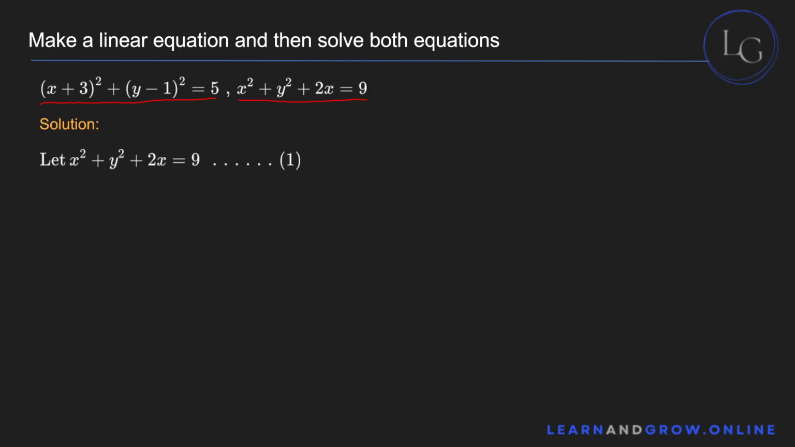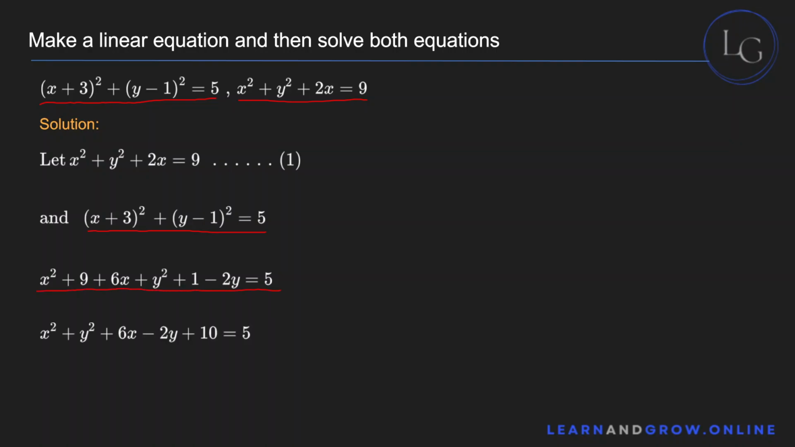Now we'll give this equation the name equation 1, and we'll now use this equation and we'll basically expand it. So we'll expand x plus 3 whole square over here and y minus 1 whole square over here, and we get this equation as a result. And now we'll do some calculations, subtract and add and everything like that, and in the end we get this equation over here. Now we'll give this the name equation 2.